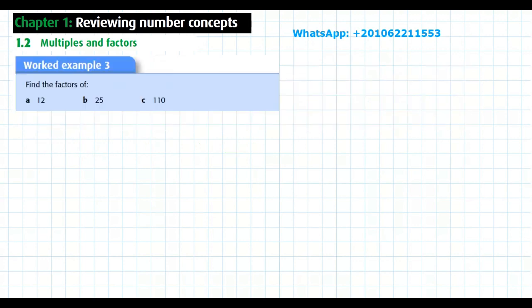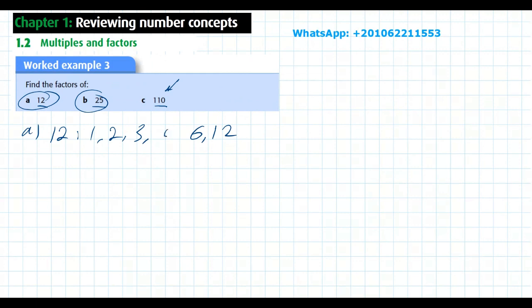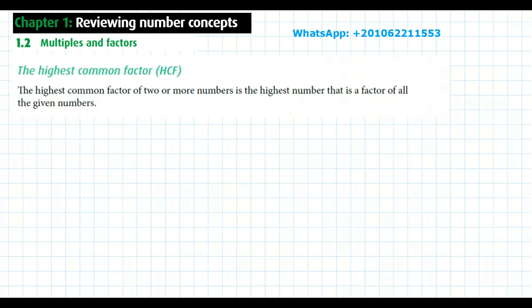Let's see this question. This question is a critical one, and he said, find the factors of 12, 25 and 110. I'll do the first and the second, you're going to do the third. Then A, here we have 12, the factors are 1 by 12, and then 2 by 6, and then 3 times 4. These are the factors of 12. What about B? B, we need to find the factors of 25. The factors of 25 should be 1 and 25. After that, 5 by 5, I think. Yes, 5 by 5. Any other factors? No. Then these are the factors of 25.